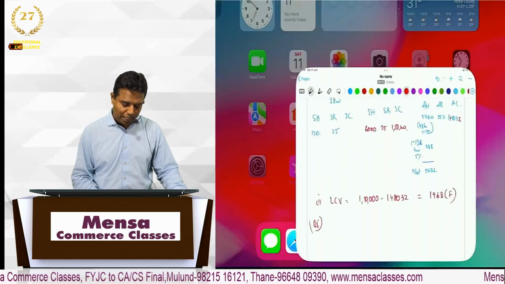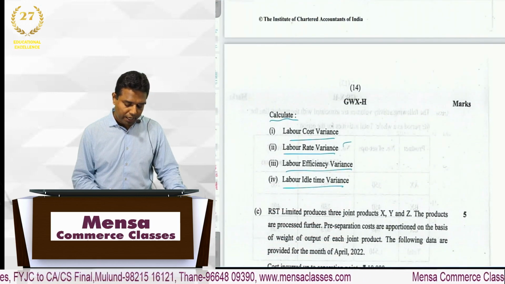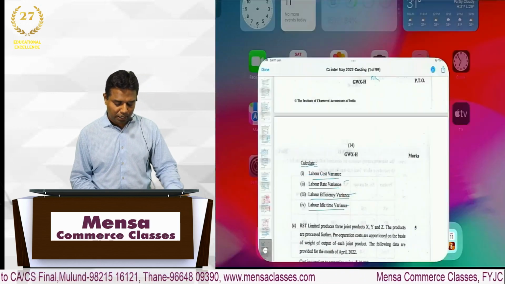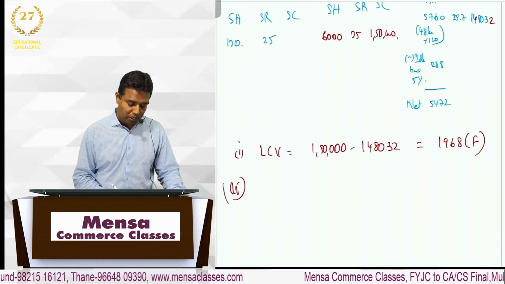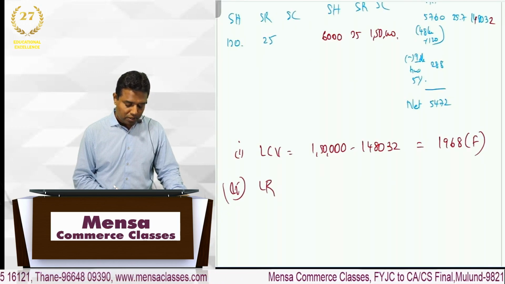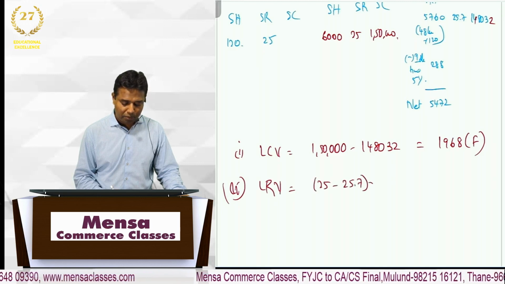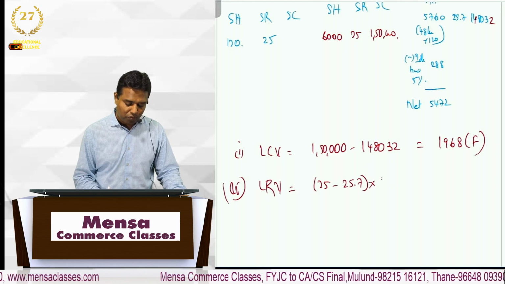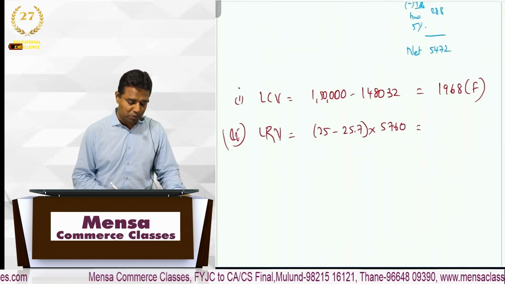Then next one, we are supposed to calculate rate, efficiency and idle time. So rate, so easy one. The rate variance will be the difference in rate, that is 25 rupees we are supposed to pay, we pay 25.7, and for the actual 5760 hours. So multiply, you'll get the adverse variance.